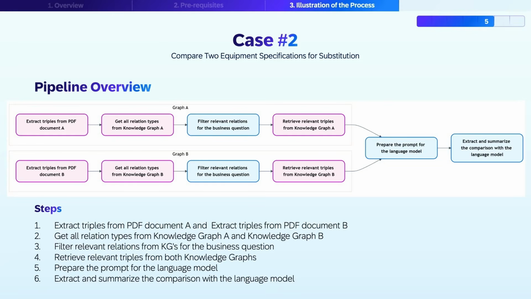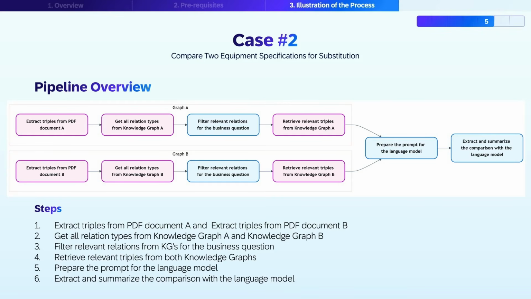The results are graph A and graph B. Get all relation types. We identify all possible relation types in each knowledge graph, such as has efficiency rating, has insulation class, and so on. Then filter relevant relations using the business question. The system selects only those relations that are relevant to the comparison. For example, attributes related to efficiency or power.